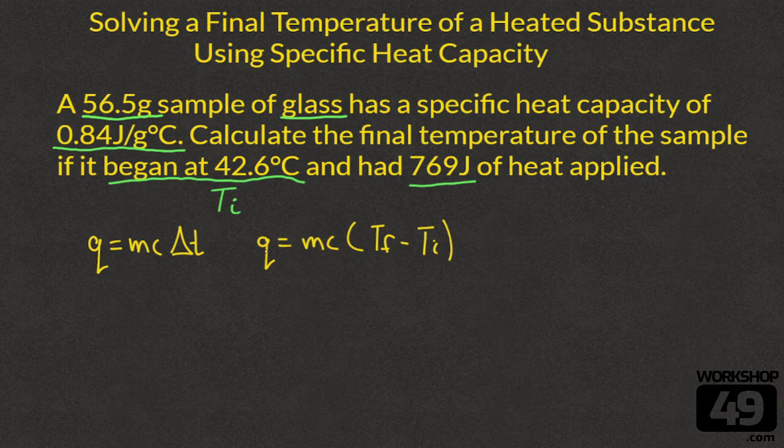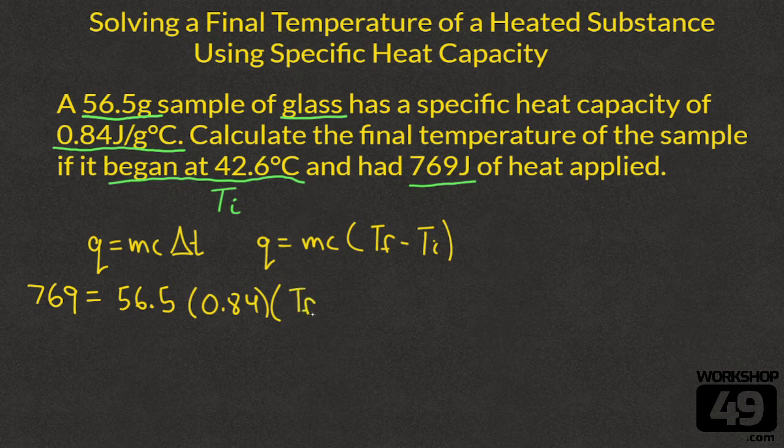We know what Q is. That's our energy. So we have 769 equals M, that's our mass, 56.5, multiplied by C, our specific heat capacity, 0.84, multiplied by temperature final. We don't know that yet. Subtract our temperature initial, 42.6. If you've gotten this far, you've completed the chemistry portion of this. All that's left is algebra.